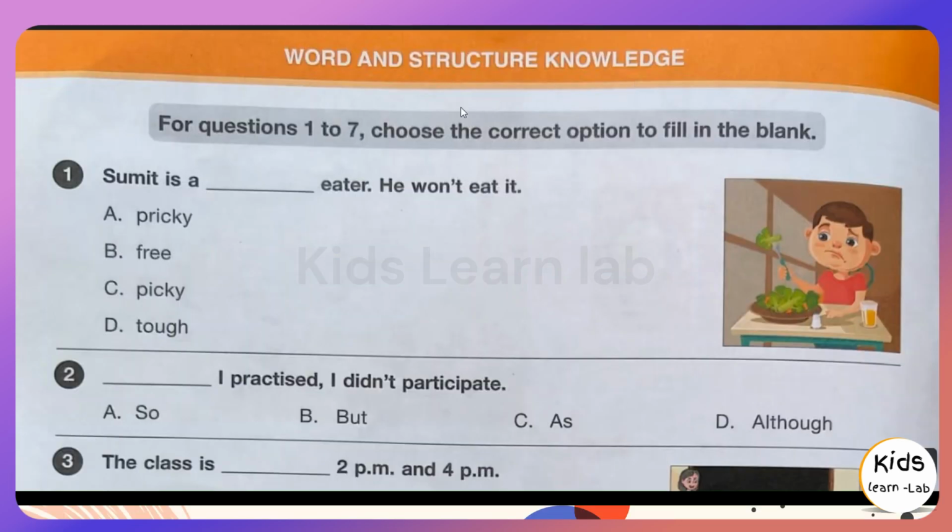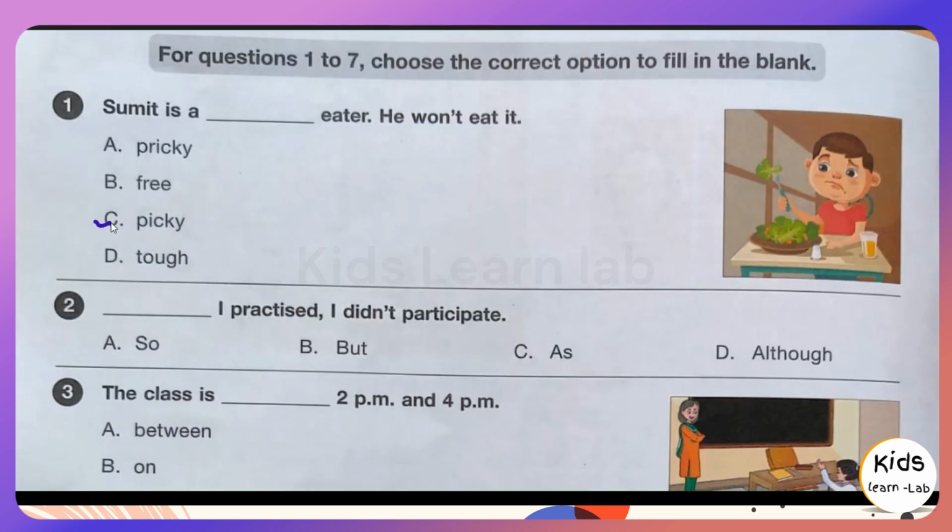First section, word and structure knowledge. Questions 1 to 7. Choose the correct option to fill in the blank. First question answer is option C.